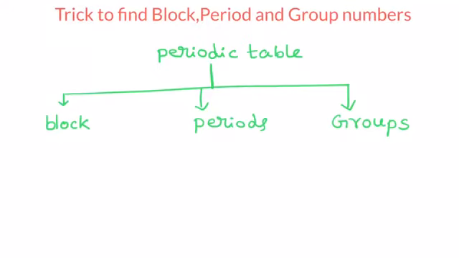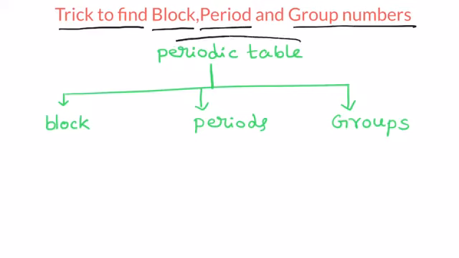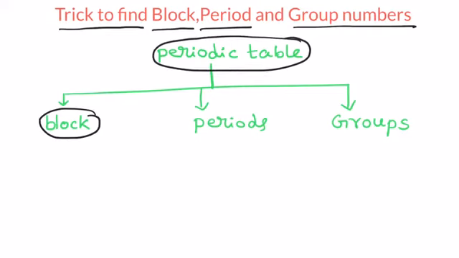Hello students, now I am going to discuss the trick to find block, period number and group number. We know that in the periodic table, four blocks are there. What are those? S block, P block, D block and F block.